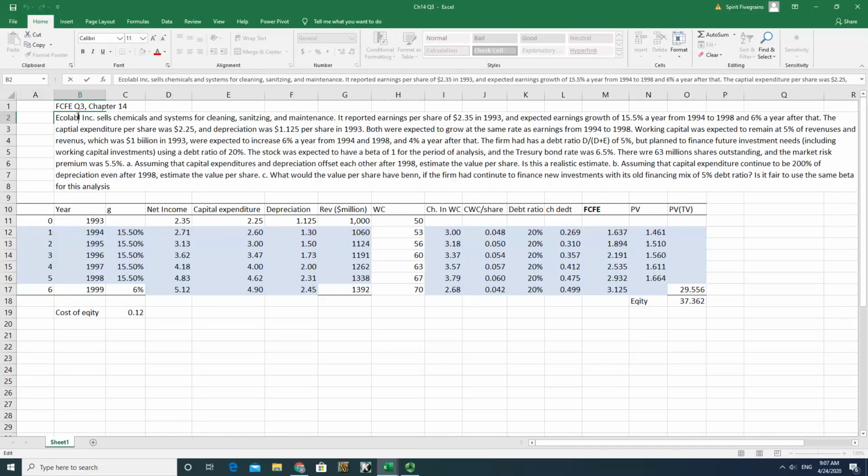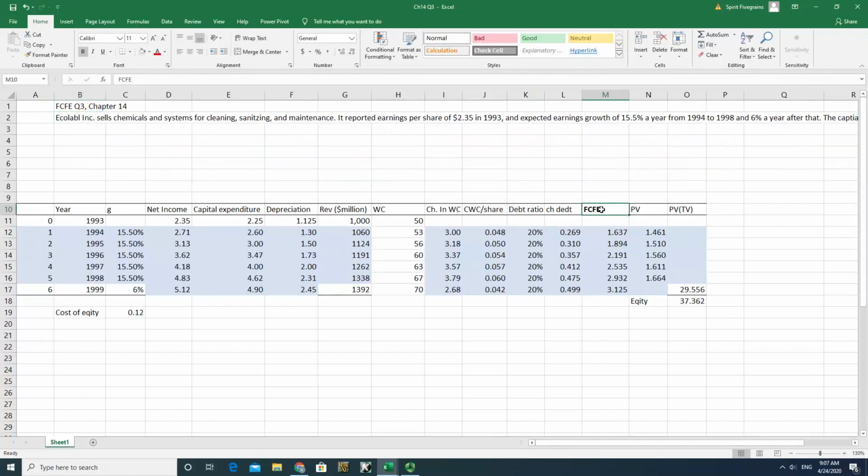And here I use the free cash flow to equity model, and I think the key issue here is to calculate this free cash flow to equity, or actually estimate it based on different growth rates for different items, and make sure you incorporate everything in this FCFE equation: net income, capital expenditure, depreciation, change in working capital, right? And also pay attention to this debt ratio and the changing debt ratio. Changing debt is one part of this FCFE.